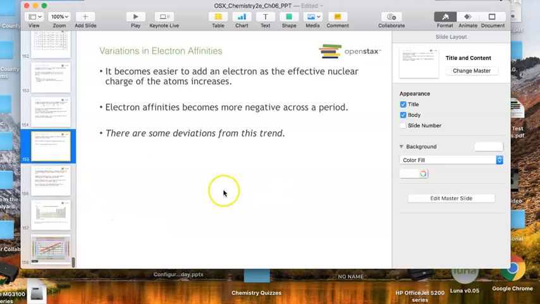All right, so variations in electron affinity. It becomes easier to add an electron as the effective nuclear charge of the atoms increases. Electron affinities become more negative across a period. There are deviations from this trend.